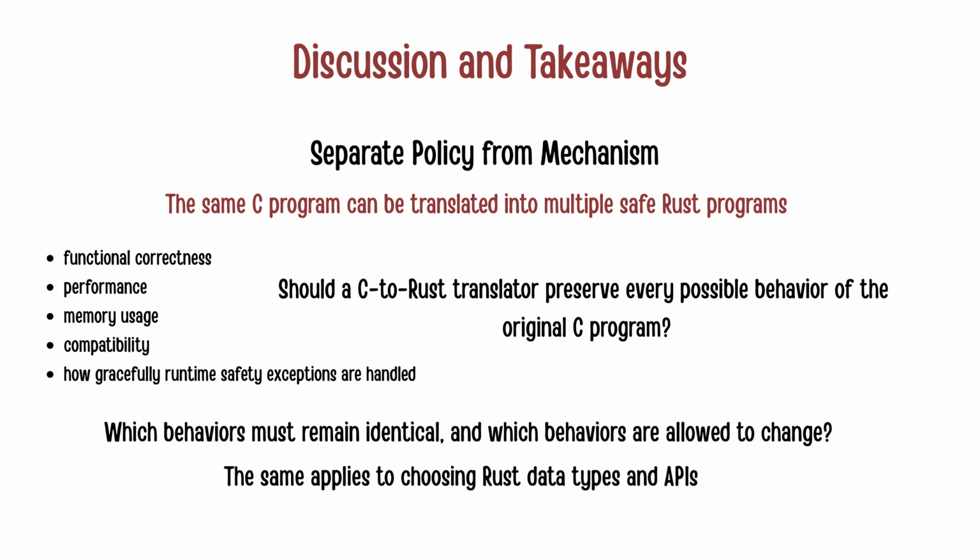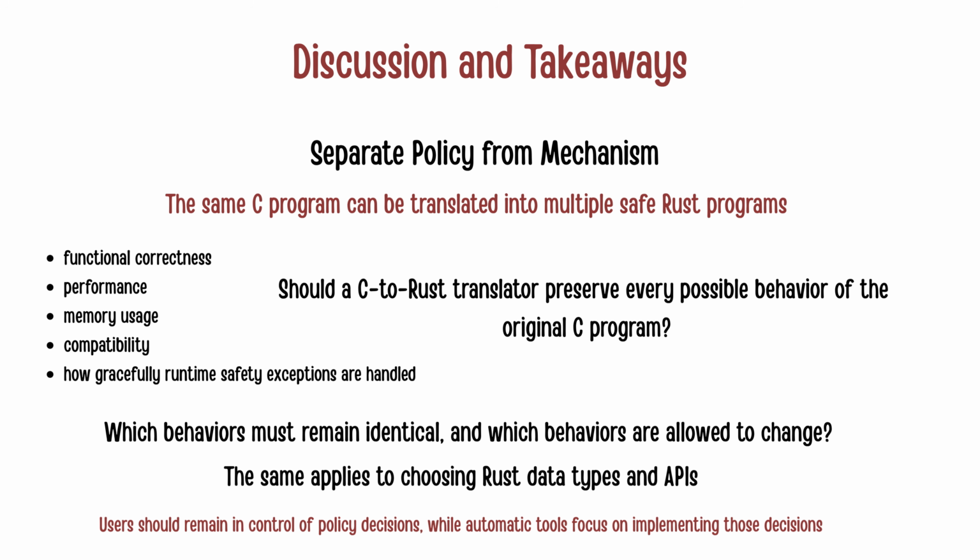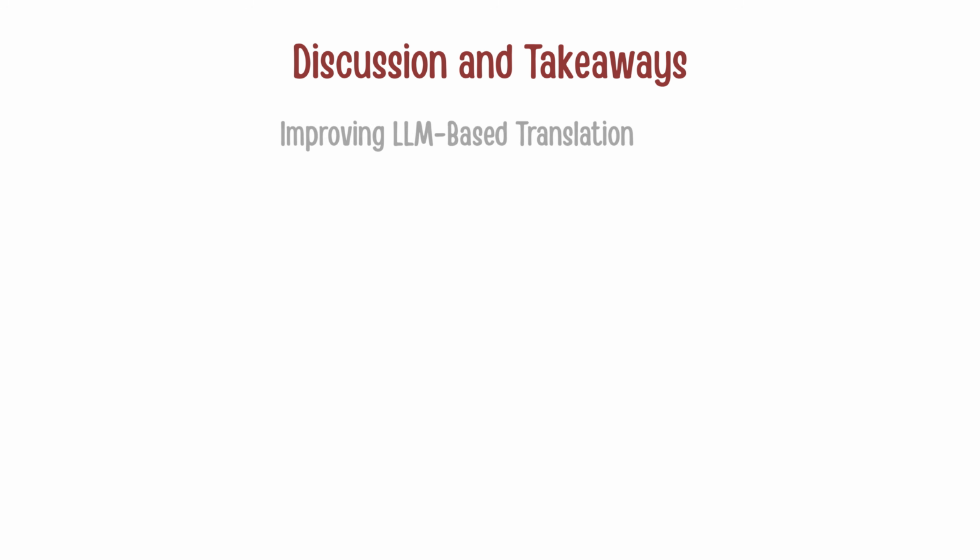This leads to a broader principle. Users should remain in control of policy decisions, while automatic tools focus on implementing those decisions. Once these policy decisions are clear, automatic systems can focus on searching for a valid translation. The paper identifies several promising directions.